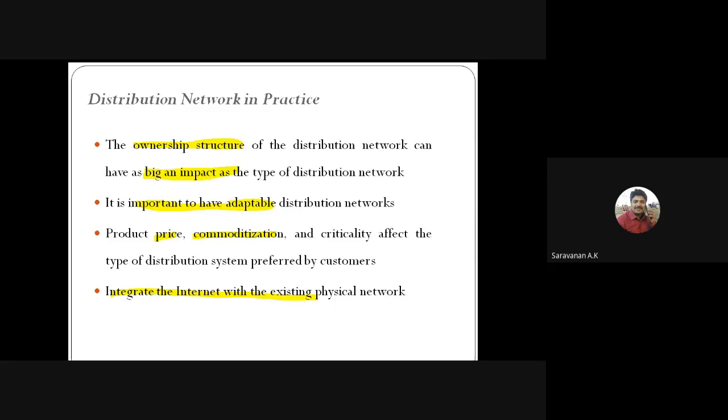Then only the performance will be improved. Their performance will meet the customers' need, right? So the ownership structure is very, very important. While designing, we have to consider this term, and the impact of the product flow. The ownership structure is very, very important, right?